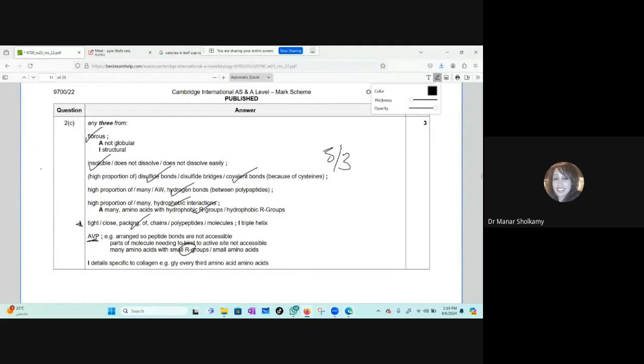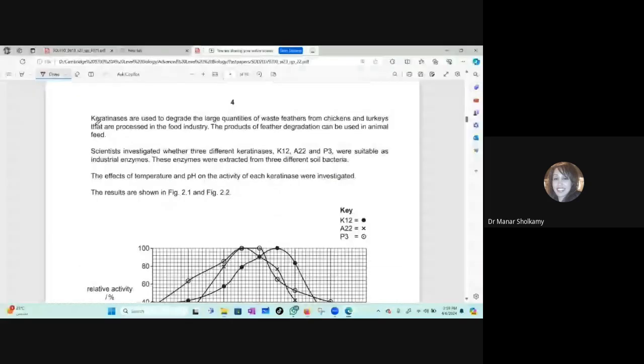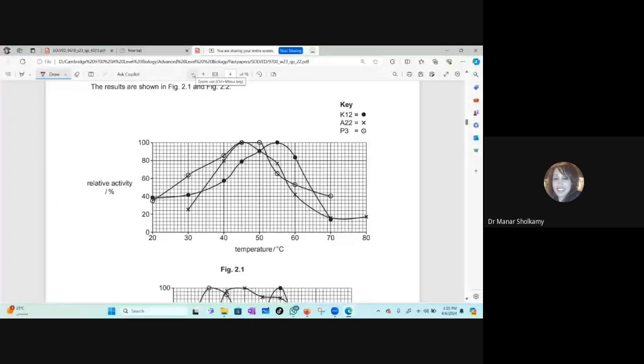Okay, very good. Graphs. I hate graphs. Keratinases are used to degrade the large quantities of waste feathers from chickens and turkeys that are processed in the food industry. So we are talking about this enzyme. The products of feather degradation can be used in animal feed. Scientists investigated whether three different keratinases were suitable as industrial enzymes. These enzymes were extracted from three different soil bacteria. So we are studying three different enzymes. The effects of temperature and pH on the activity of each enzyme were investigated, and the results are in the figure. You have to always look at the figure.